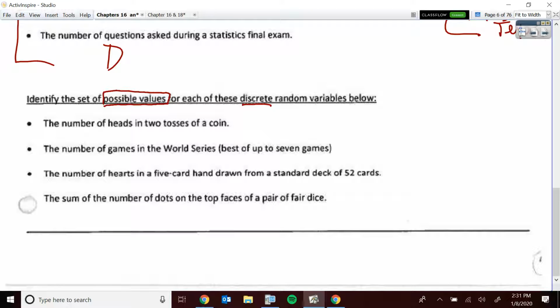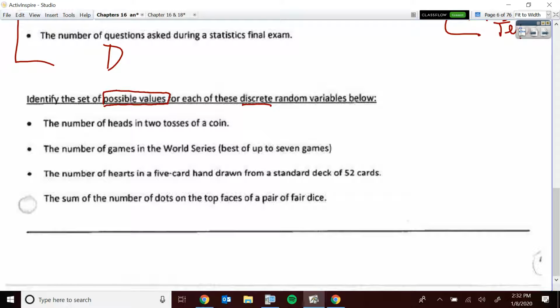So, do you know how the World Series works and games and stuff? A lot of people may, but does anybody not know how the World Series goes? Okay, so let me explain that to you. The World Series is going to be 2 teams. Last fall it was Astros and Nationals. And they play the best of up to 7 games.